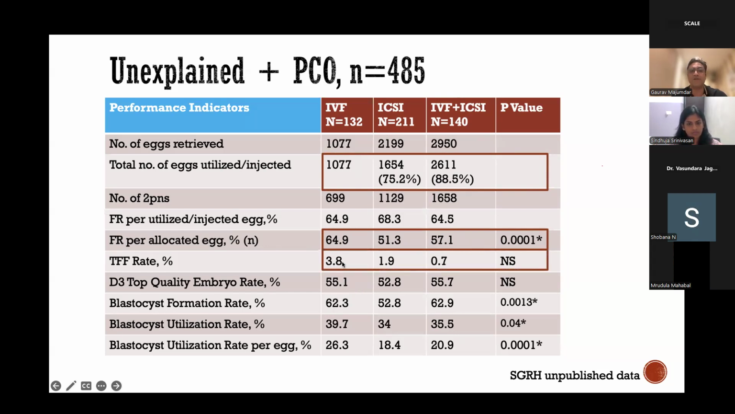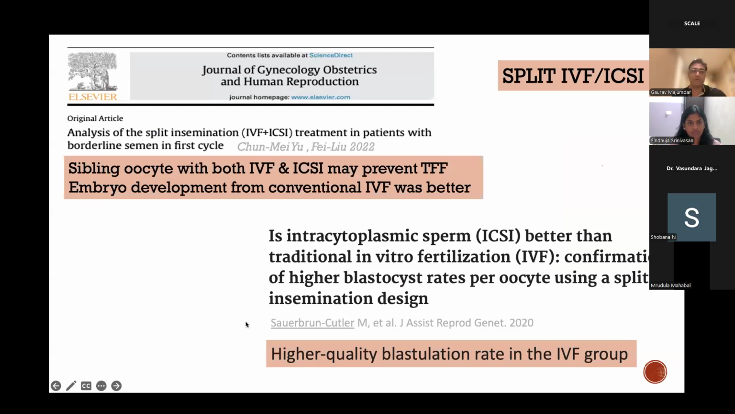Now here definitely the TFF rate was higher for IVF. It was 3.8%. In ICSI it was lower, and split insemination reduced it to 0.7%, which is great. Out of 140 patients, there was only one patient who had TFF in both the IVF as well as the ICSI arm. So this could be a very good method, split insemination, to deal with patients with unexplained infertility with a lot of eggs. And eventually, we again see a significant difference in the blastocyst utilization rate, both per egg as well as per embryo.